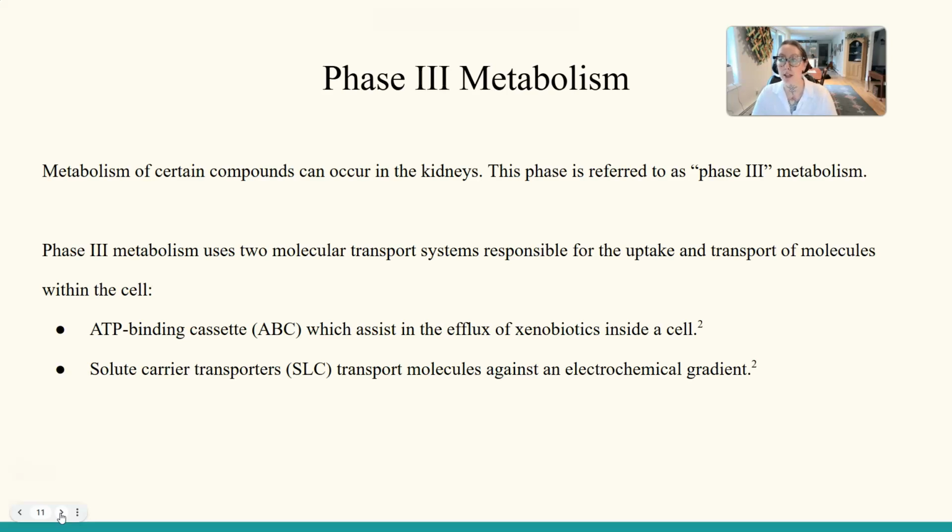Metabolism of certain compounds can occur in the kidneys. This phase is referred to as phase 3 metabolism. Phase 3 metabolism uses two molecular transport systems responsible for the uptake and transport of molecules within the cell. Examples here are the ATP binding cassette, which assists in the efflux of xenobiotics inside the cell, and the solute transport carriers, which transport molecules against an electrochemical gradient.